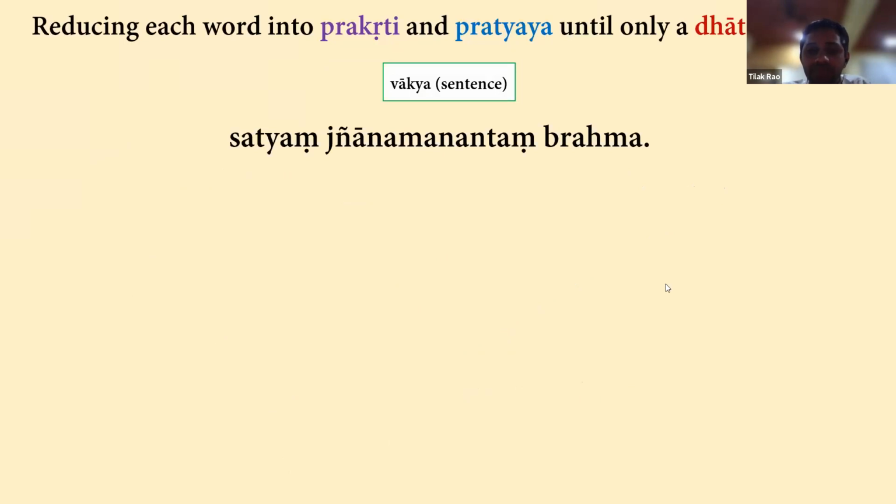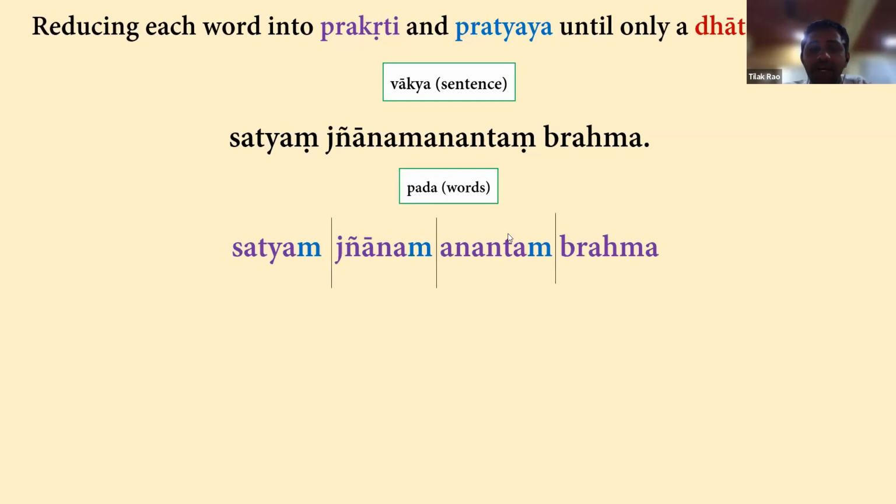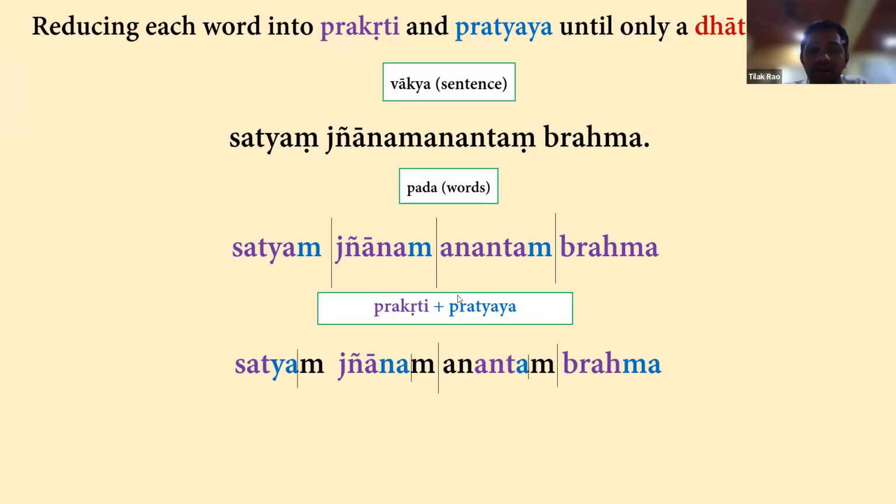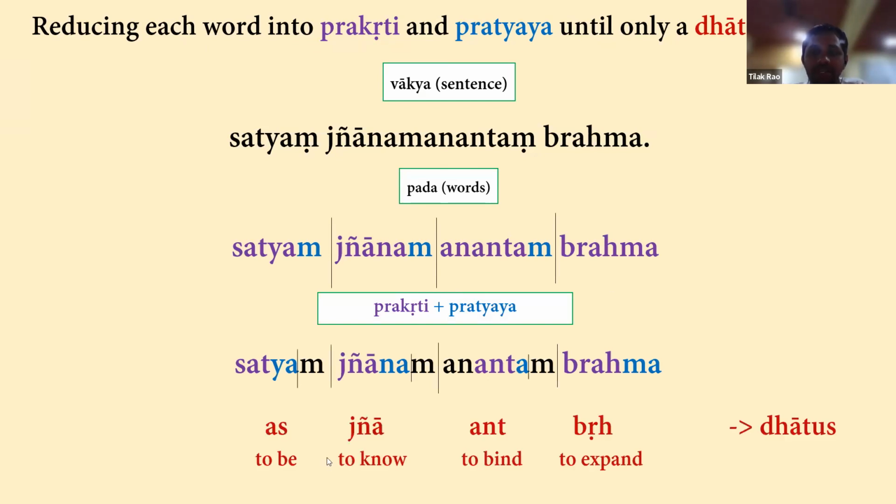Okay, just another example: Satyam, Jnanam, Anantam, Brahma. A famous example from the Upanishad. Again, we can divide this sentence into words: Satyam, Jnanam, Anantam, Brahma. Again, that can be divided into prakriti and pratyaya: Satya, Jnana, Ananta, and Brahma. So again, it can be reduced to a dhatu. Satyam is from As dhatu, Jnanam from Jna, Ananta from Ant, and Brahma from Brah. So like this, any sentence can be reduced to a dhatu and pratyaya.